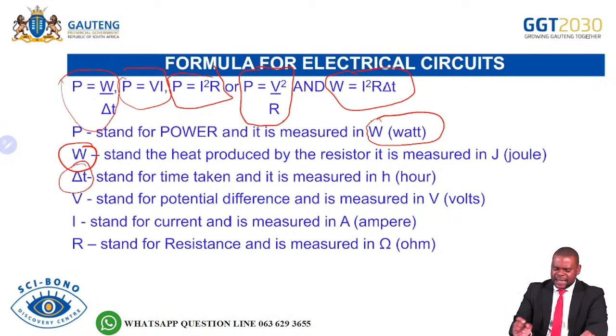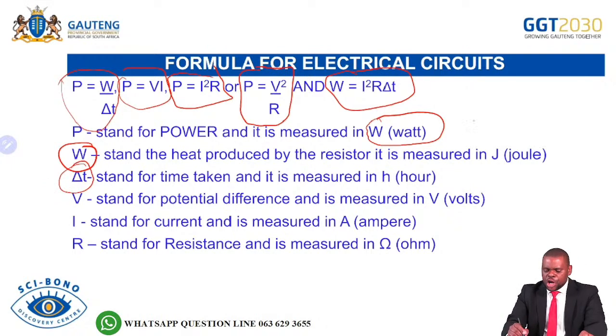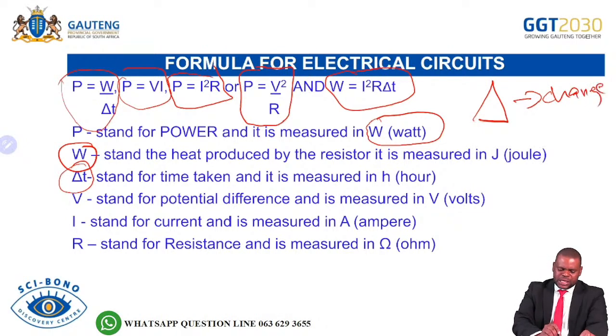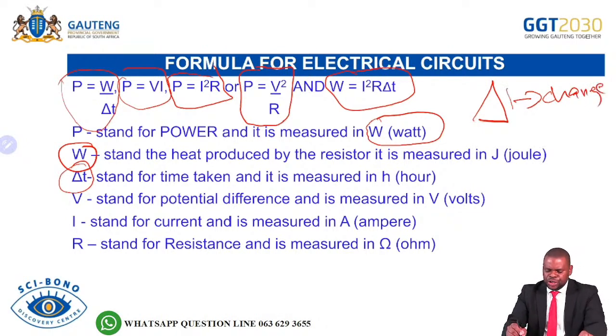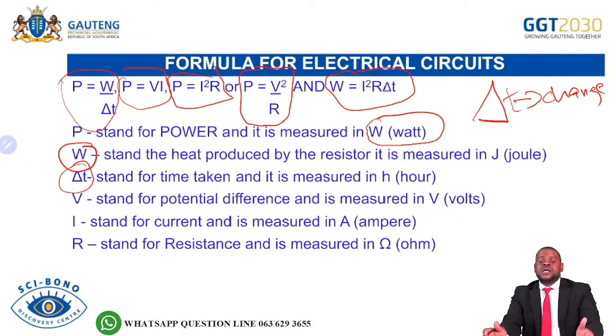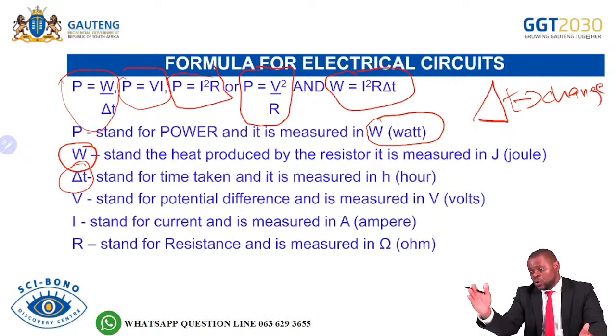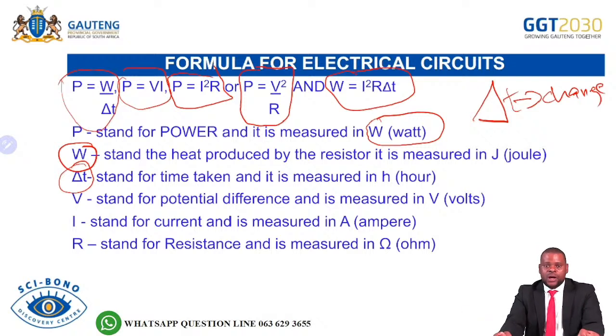That small triangle that you see there, it means change. The triangle means what? Change. And if you see triangle t, that means it's change in time. Are we together? We must have a time interval. It forces us to have what? A time interval, from 3 seconds to 3 hours. That is a time interval. Are we together, Grade 12?